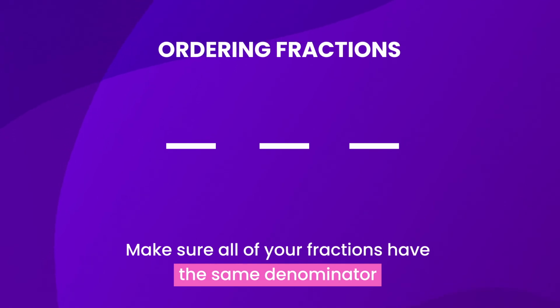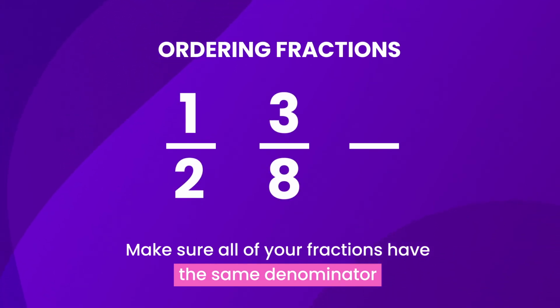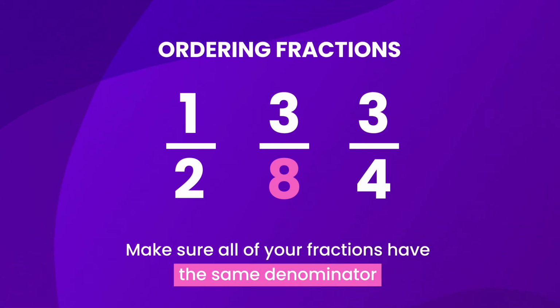Let's look at a second example of a half, 3/8, and 3/4. These don't all have the same denominator, so we need to convert all of our fractions to equivalent ones with the same denominator. We can use 8 here as our common denominator because 8 is the lowest common multiple of 2, 4, and 8. So looking at our fractions, there's no need to rewrite 3/8 because it already has 8 as a denominator. But we can rewrite the other fractions as equivalent fractions with a denominator of 8.